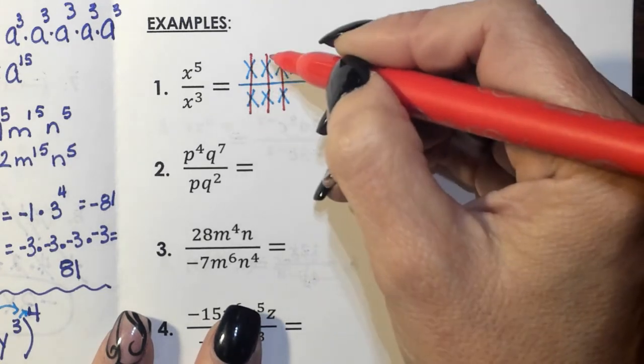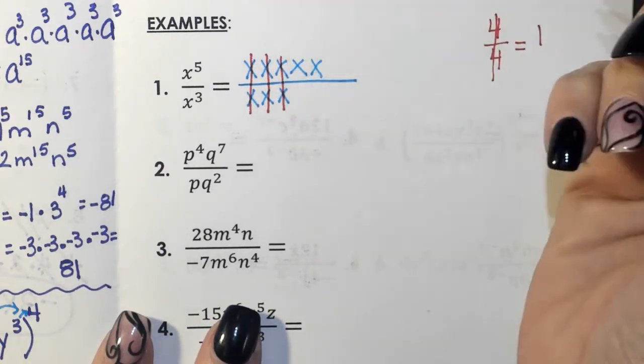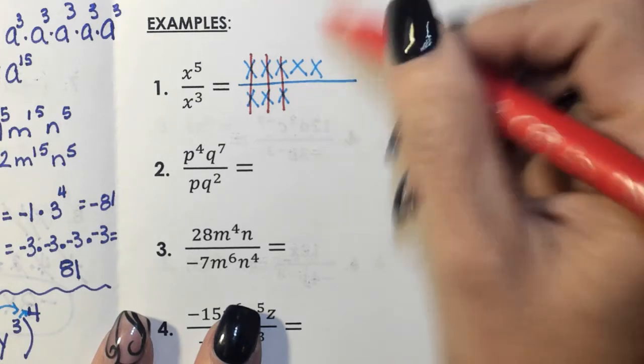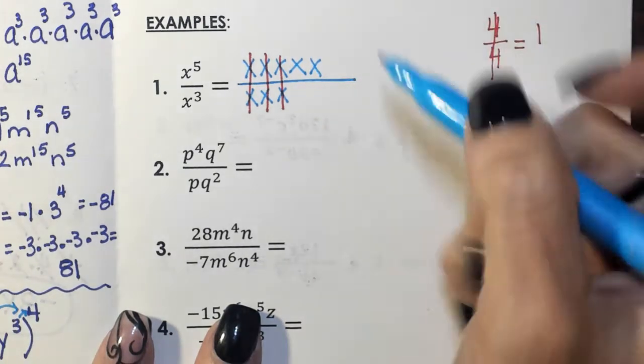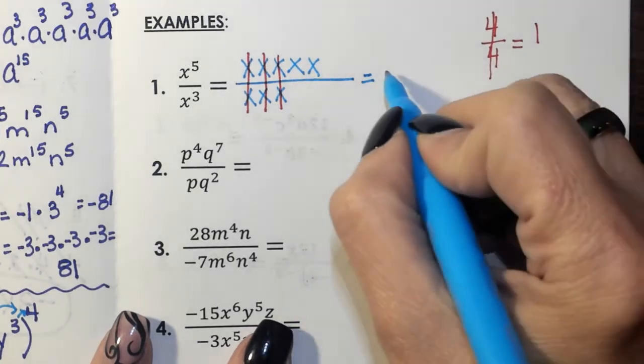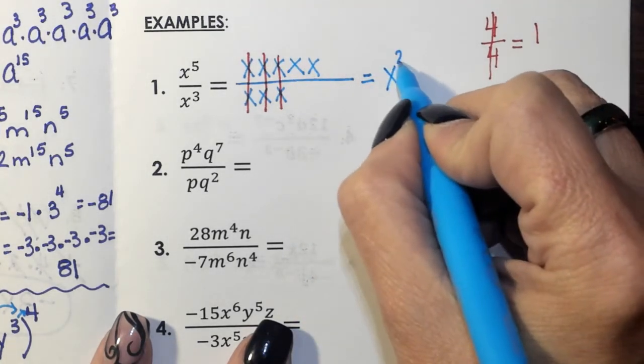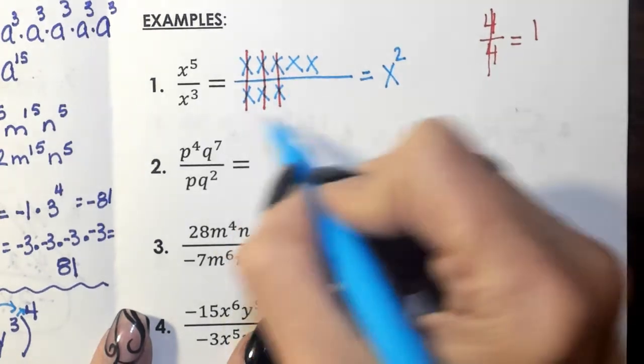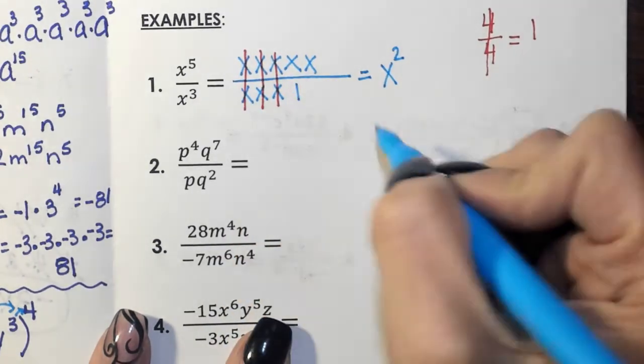Well, 1 times 1 times 1 is just 1. All I am left with is 2 x's on top. Well, remember, I don't want to say the answer is xx. I want to say the answer is x squared. Now, what happens to the denominator? Well, it becomes a 1.